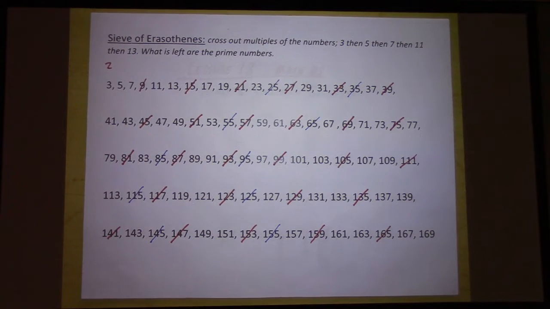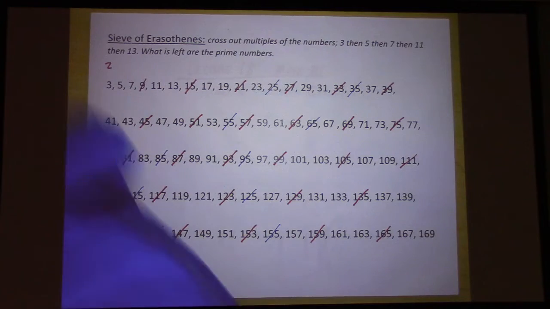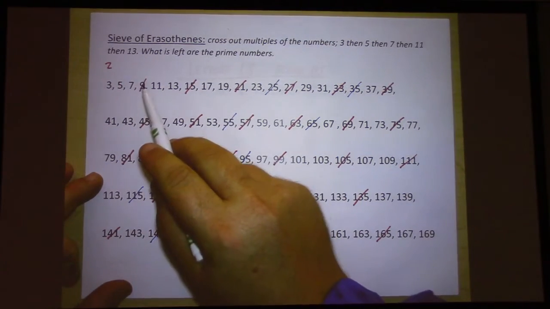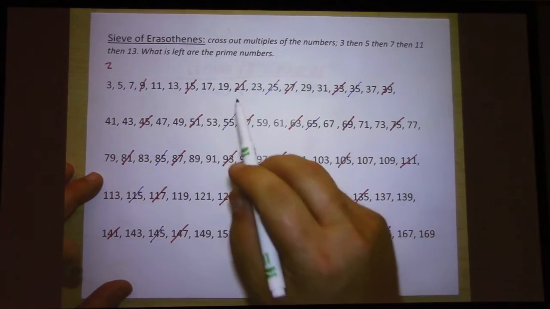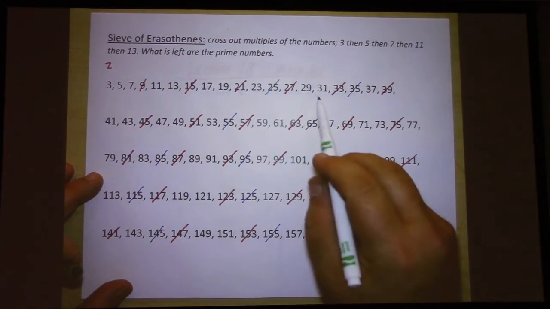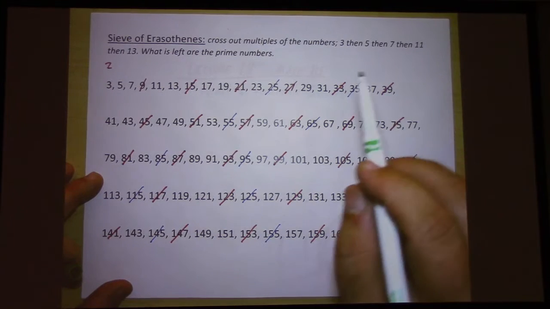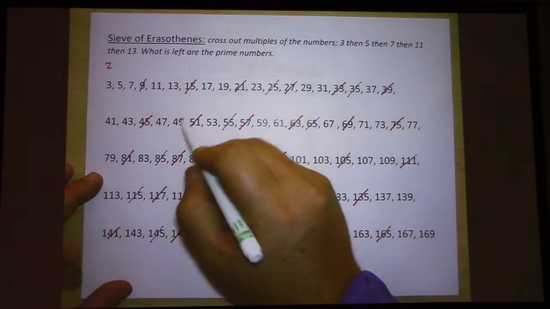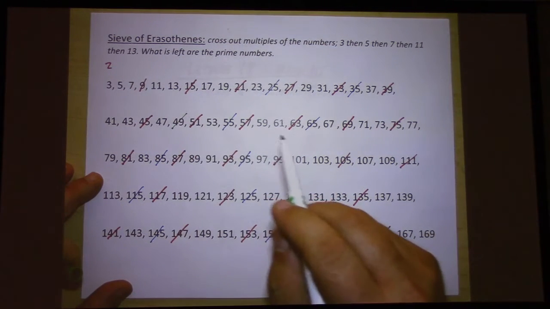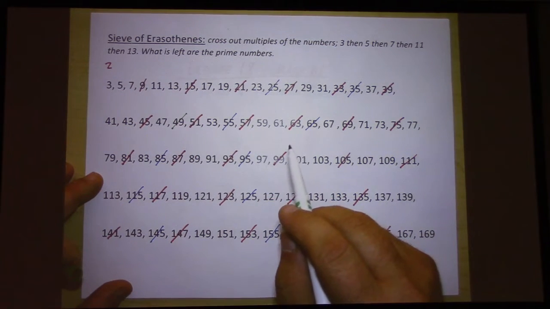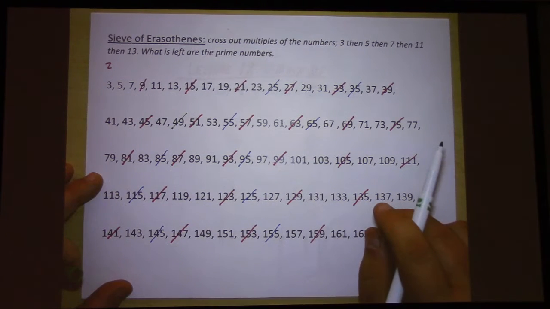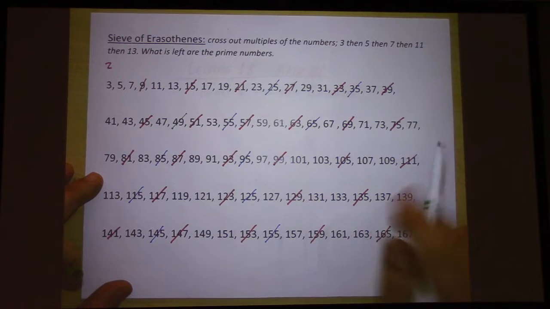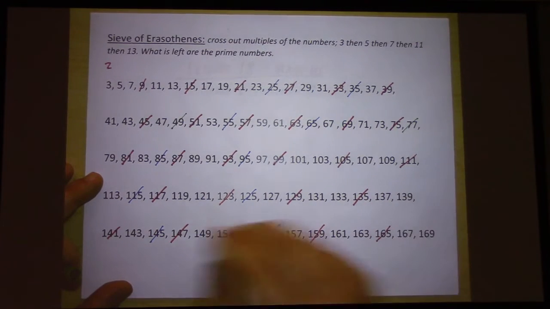7. We look for multiples of 7. I'm going to cross those out in green. All right? So 7, then we go what? 7, 14, 21, 28, 35. What's the next multiple of 7? 42, 49. Oh, there's 49. 56, 63, 70, 77. There it is, the multiple of 7.